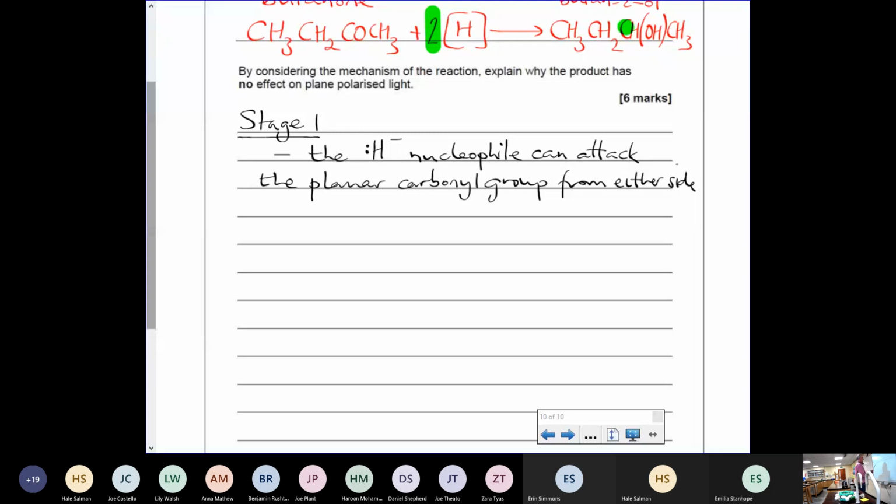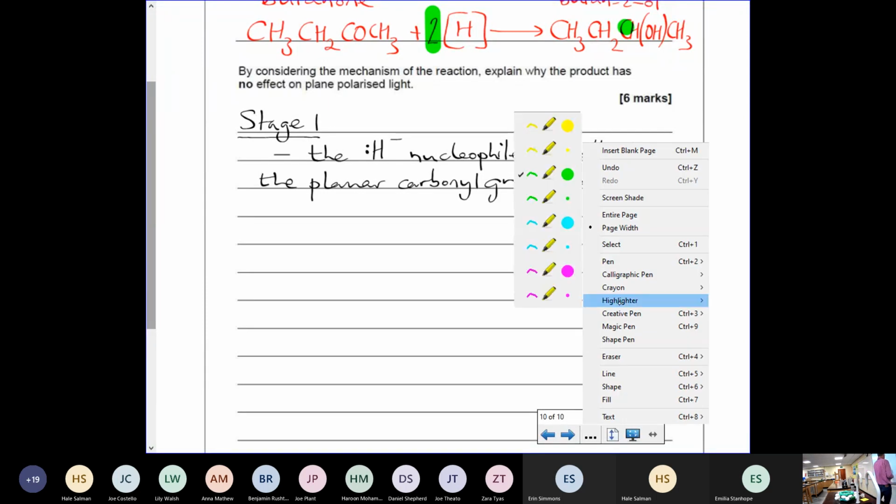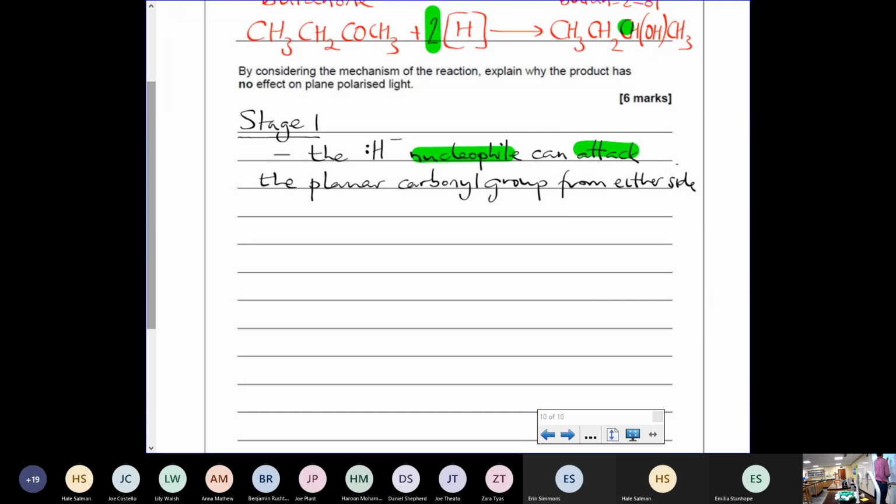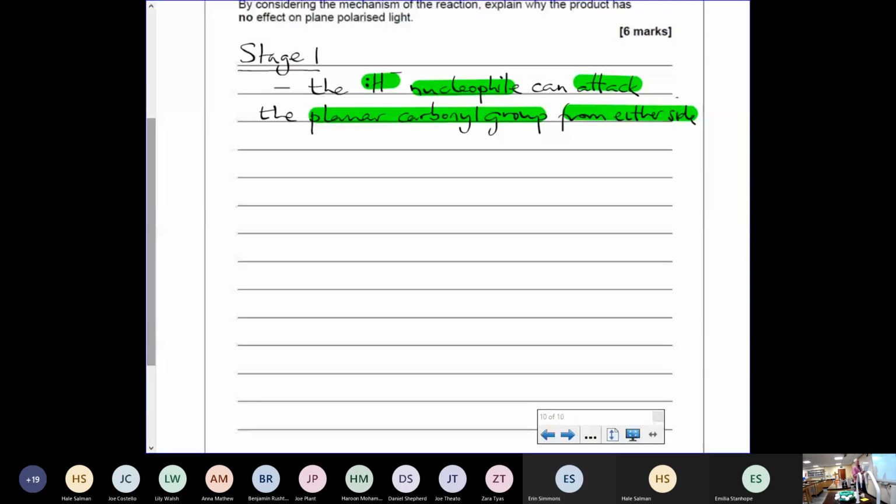But if you cover nucleophilic attack, let's do a bit of highlighting. There's nucleophilic attack on a planar carbonyl group, and that attack can happen from either side, an H minus. Then we've covered everything in stage 1 in one very brief sentence. So if we do all of stage 1 and nothing else, then that'll be 2 marks out of 6. Level 1, 2 marks.